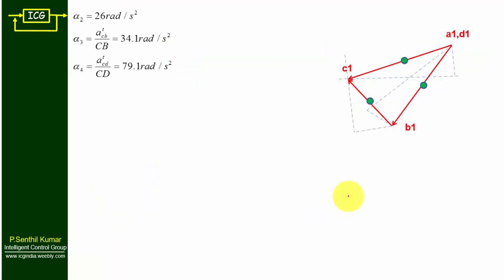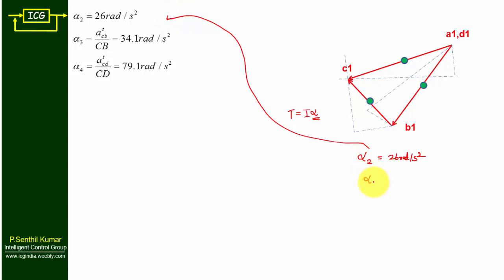Step number 3, to calculate the inertia force and inertia couple. When it comes to inertia couple, there must be an offset distance which we need to find out. When it comes to torque, we need I into alpha. So first we need the angular acceleration of each link. First link, crank. Angular acceleration of the crank is already given in the problem itself, 26 radian per second squared. We can take it as it is.